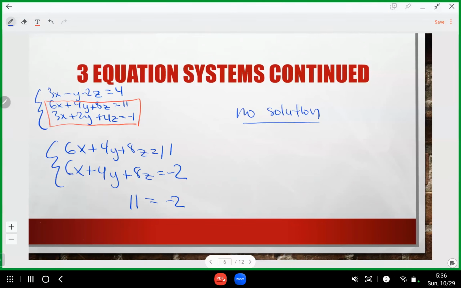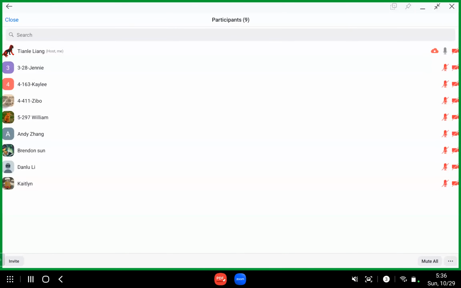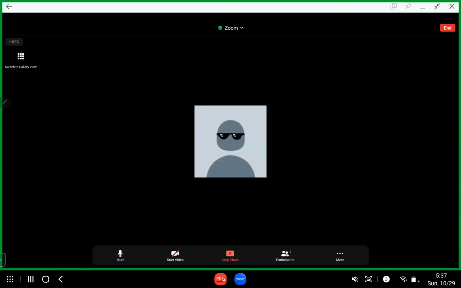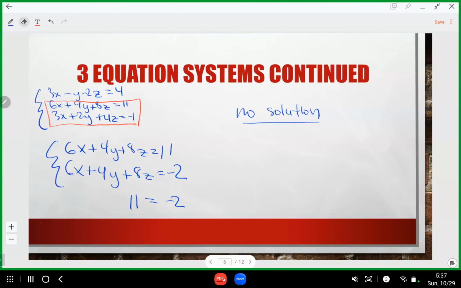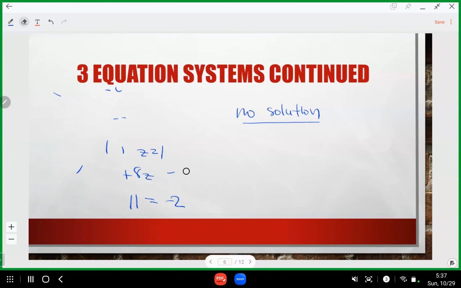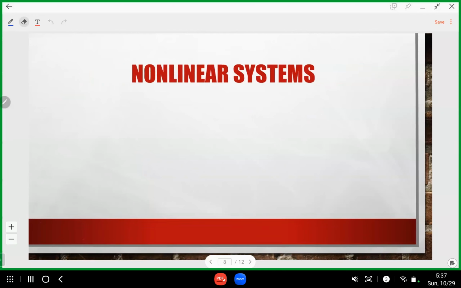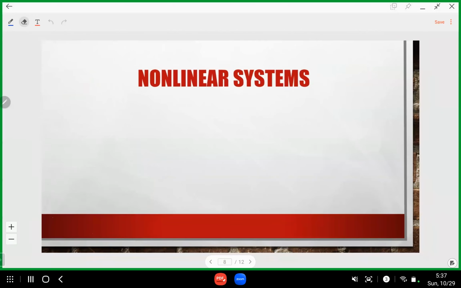Are there any questions on this no solution problem? Good observation, by the way. Very good observation. If there are no questions, then let's go on to nonlinear systems.